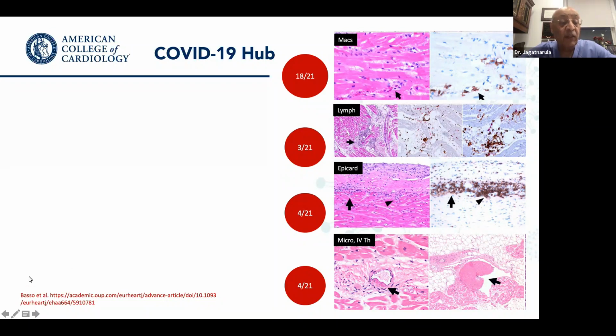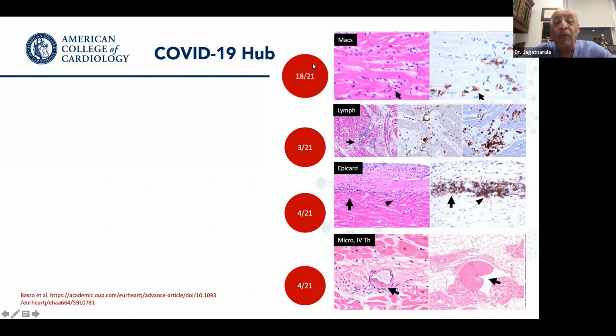So in this study, which was presented very recently by Christina Besso from England in collaboration with Mass General Hospital, Boston, and Mayo Clinic, Rochester, they demonstrated that in about 15 to 20% of cases, they had seen evidence of lymphocytic myocarditis. You will see some minor foci of lymphocytic infiltration and some myocardial damage that you can see here. More common than that was the presence of epicarditis and also microvascular thrombi in these cases.